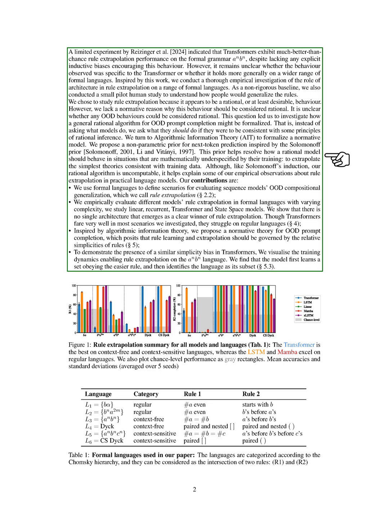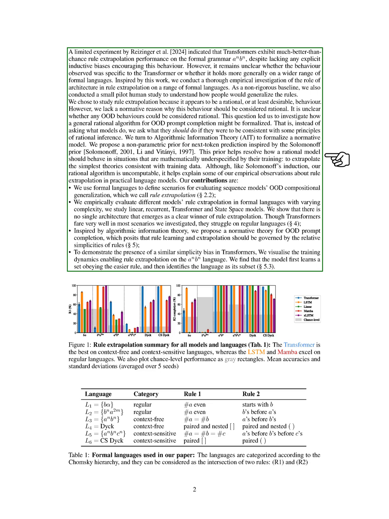Motivated by these findings, we conduct a comprehensive investigation into how different architectures perform in rule extrapolation across various formal languages. We also carry out a small pilot study to see how humans generalize these rules. We chose to focus on rule extrapolation because it seems like a rational behavior, although we lack a clear justification for why it should be considered rational. This leads us to explore how a general rational algorithm for OOD prompt completion could be defined.